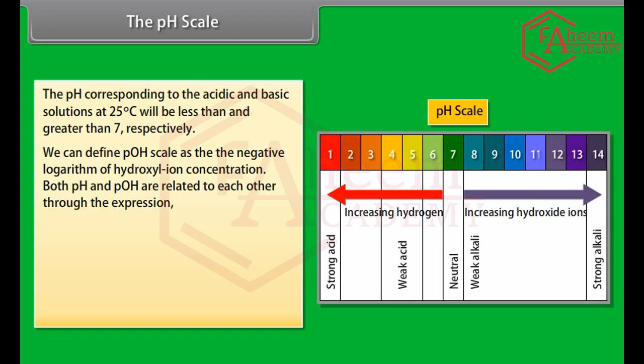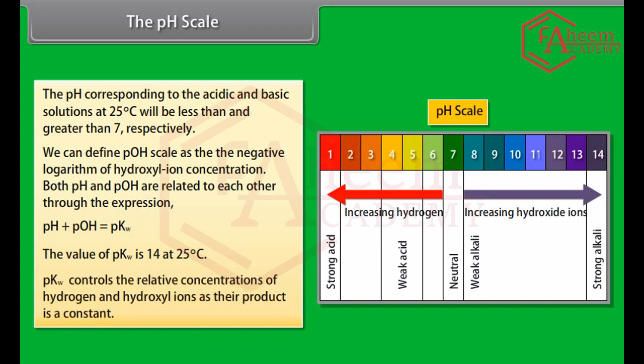Both pH and pOH are related to each other through the expression pH plus pOH is equal to pKw. The value of pKw is 14 at 25 degrees Celsius. pKw controls the relative concentrations of hydrogen and hydroxyl ions as their product is a constant.